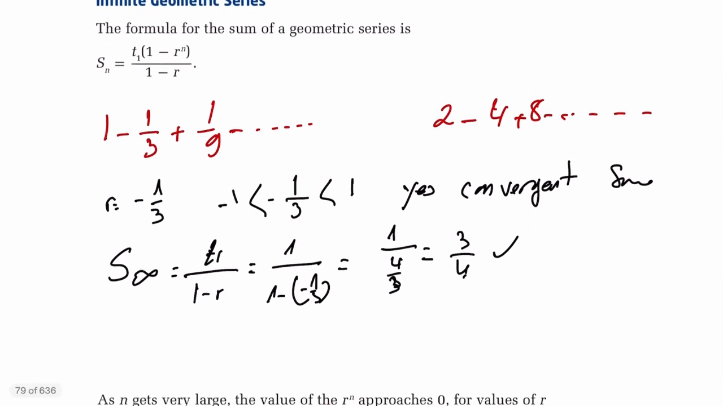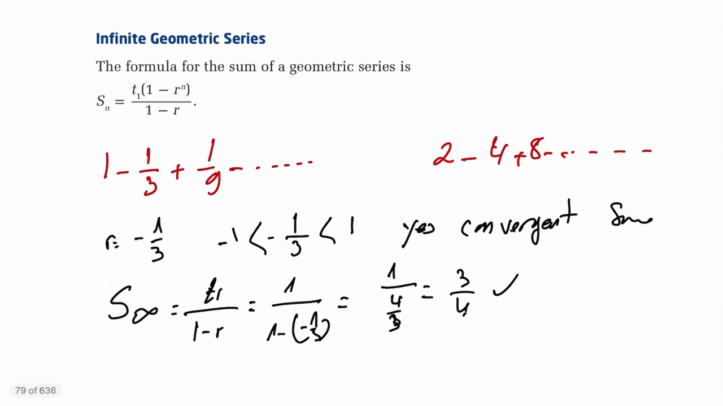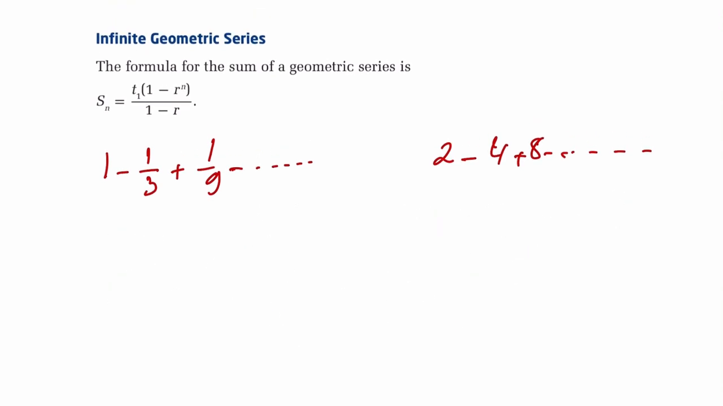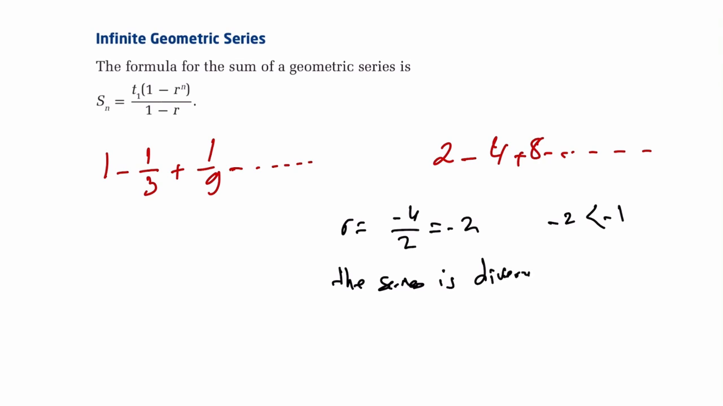However, for the second example, r is equal to minus 4 divided by 2, which is minus 2, and minus 2 is less than minus 1, so I can directly go ahead and say the series is divergent and has no sum.